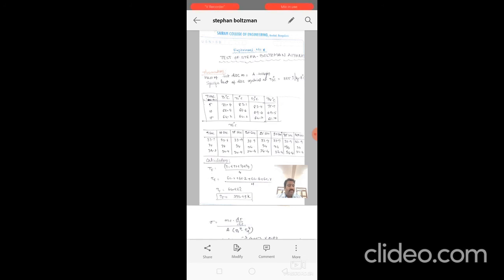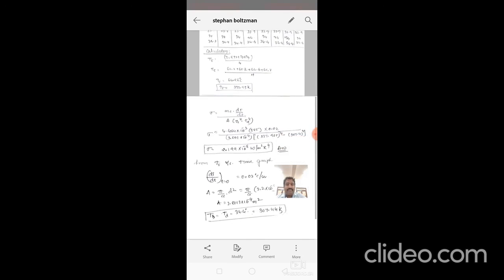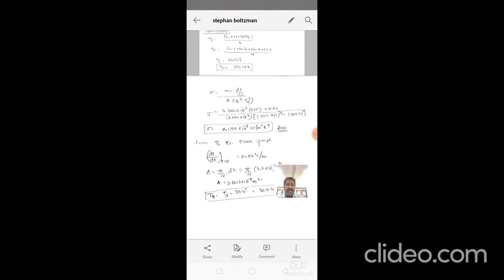This is divided by 3.801 into 10 to the power of minus 4, times 337.98 to the power of 4 minus 307.4 to the power of 4. So sigma equals 2.199 into 10 to the power of minus 8 watt per meter square Kelvin raised to 4. This is how you calculate the value of the Stefan-Boltzmann constant. Finally, from the graph dT by dt at t equal to 0 becomes 0.02, which we consider in the main equation. So this is the desired answer for the sigma value, that is 2.199 into 10 to the power of minus 8 watt per meter square Kelvin raised to 4. Thanks for watching this video.